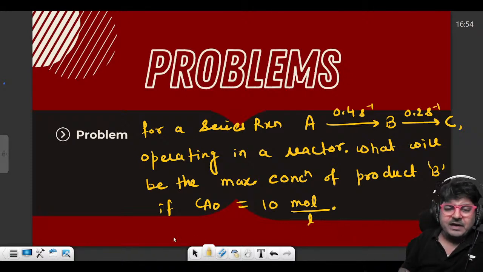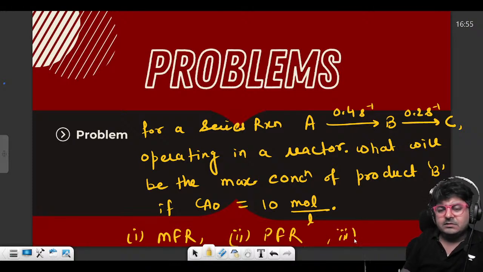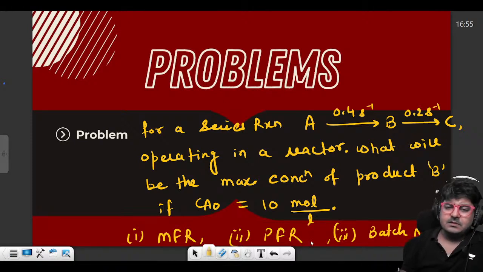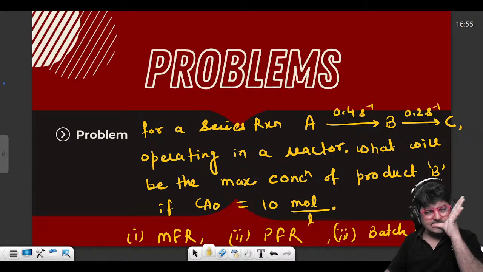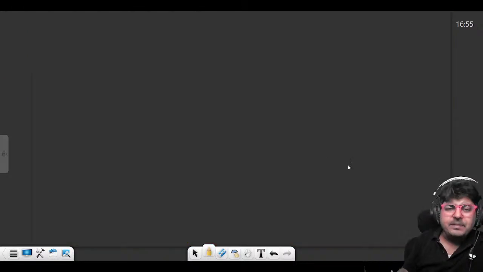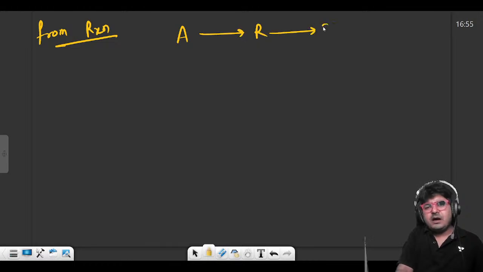ठीक है, अब यहाँ पे आपके इस ऐसे हो सकते हो. First, reactor is MFR. Second, reactor is PFR. And third, reactor is batch reactor. Okay, so simple. From the reaction, you can see A gives R gives S.